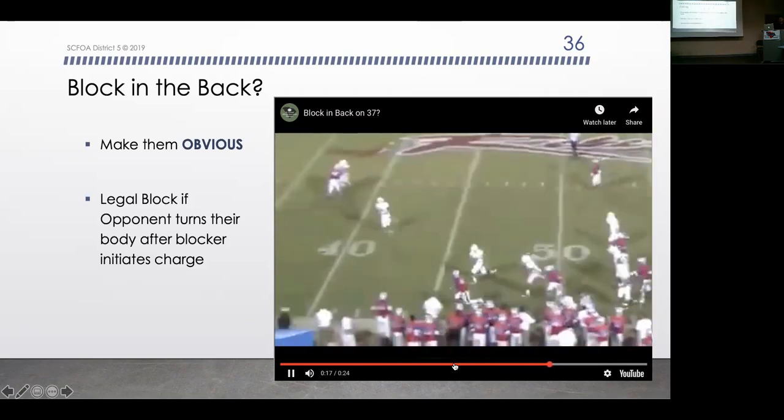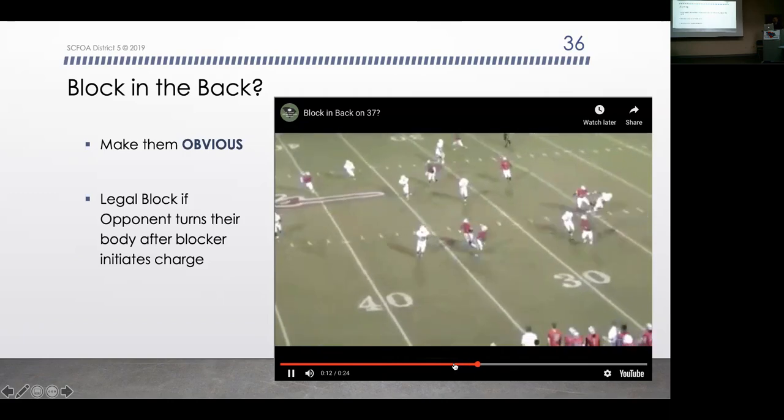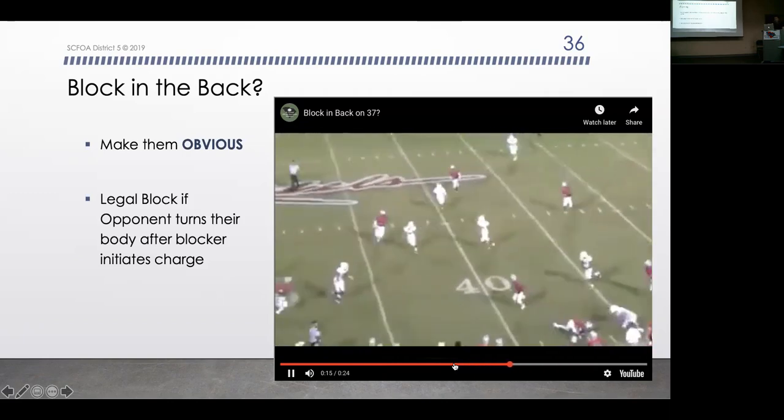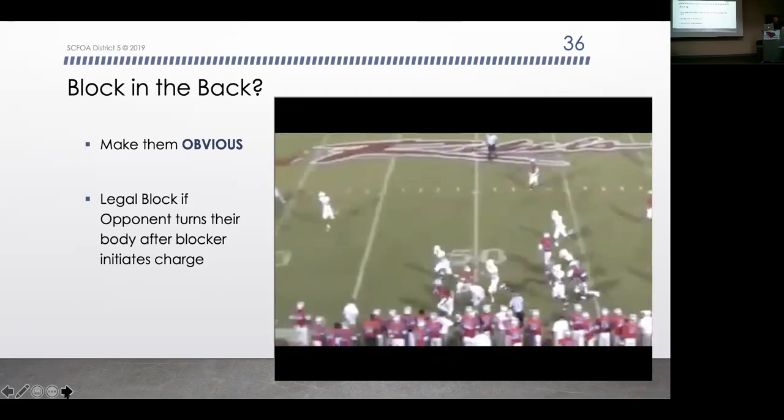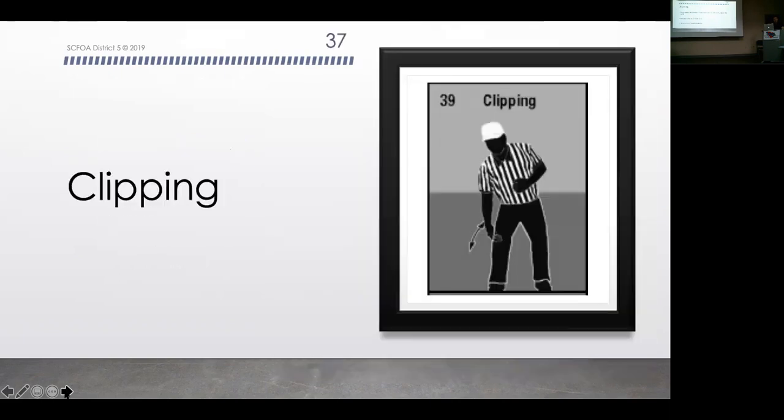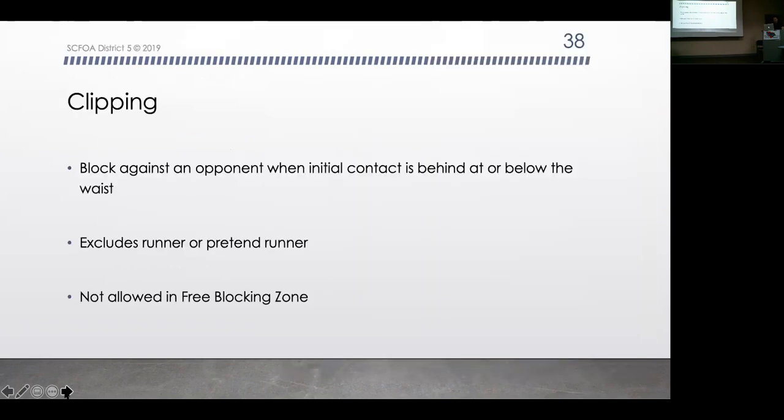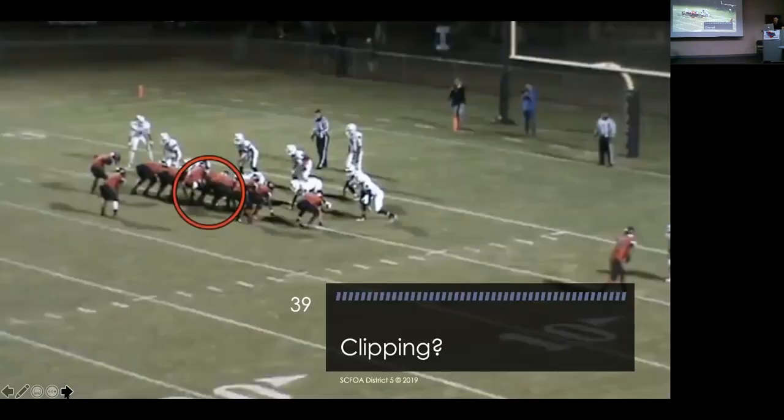All right, flipping. So this is a block against an opponent when the initial contact is behind, at, or below the waist. It excludes a runner or a pretend runner. Not allowed in the free blocking zone, or anywhere. So watch right in the center.